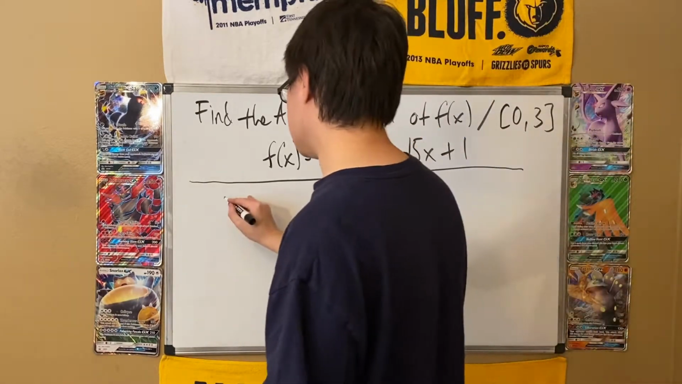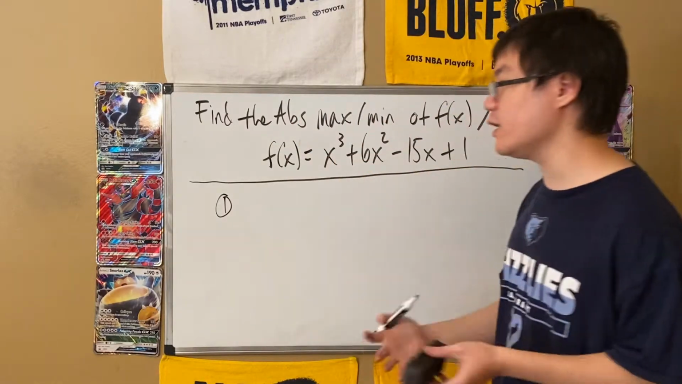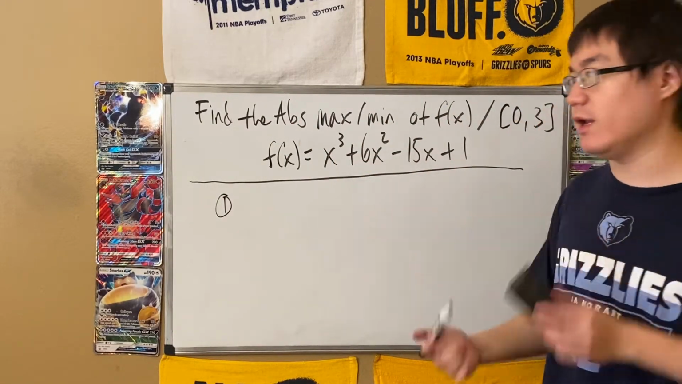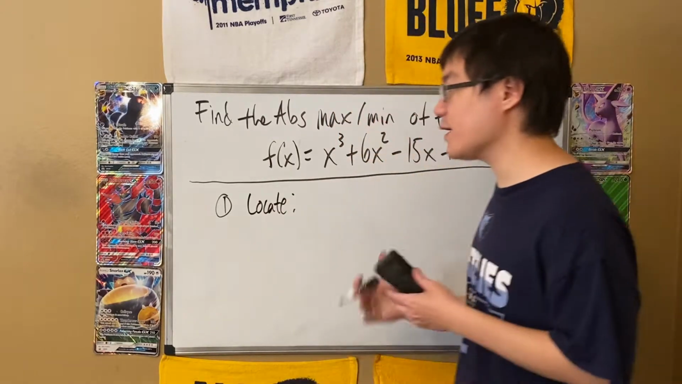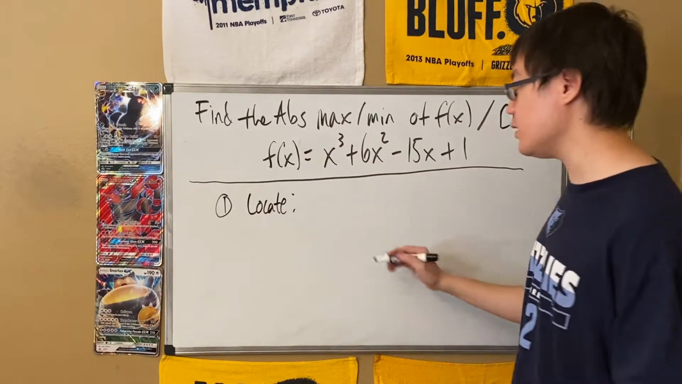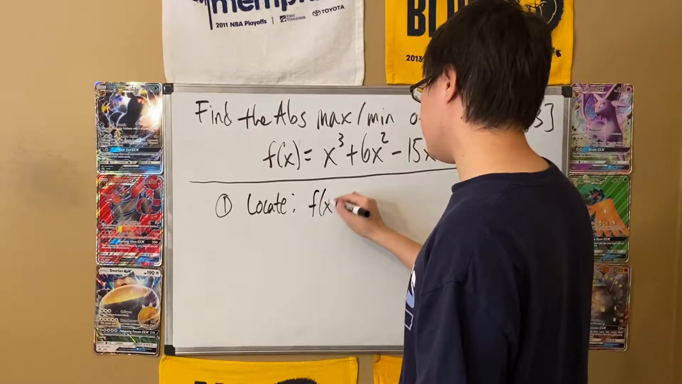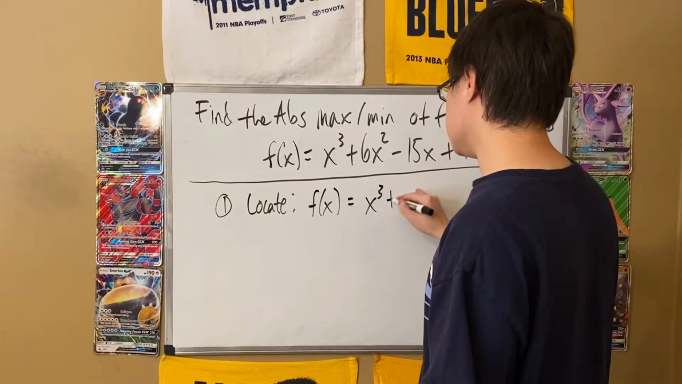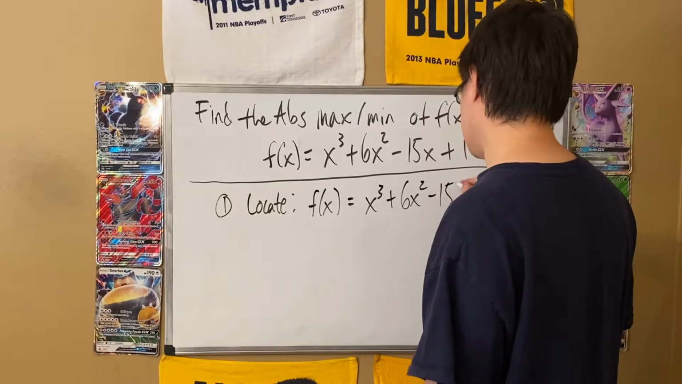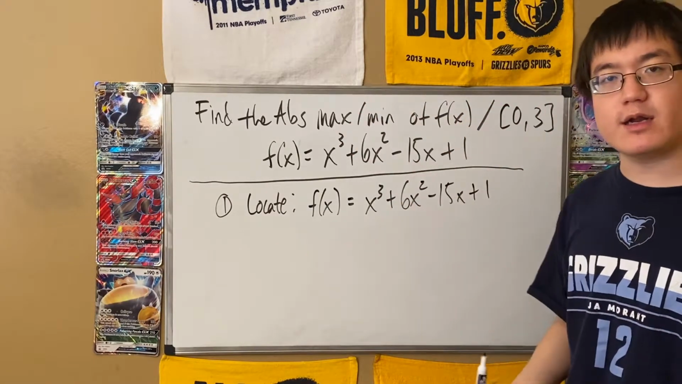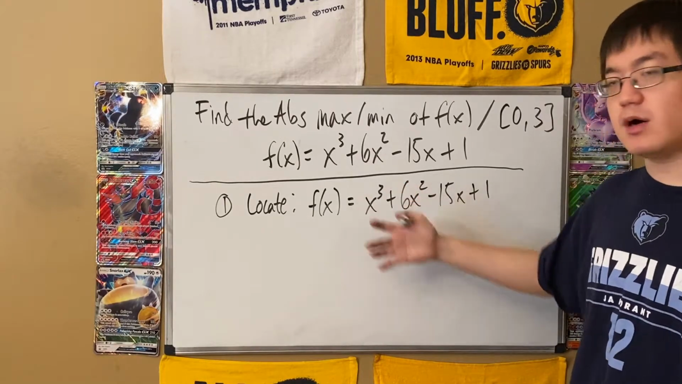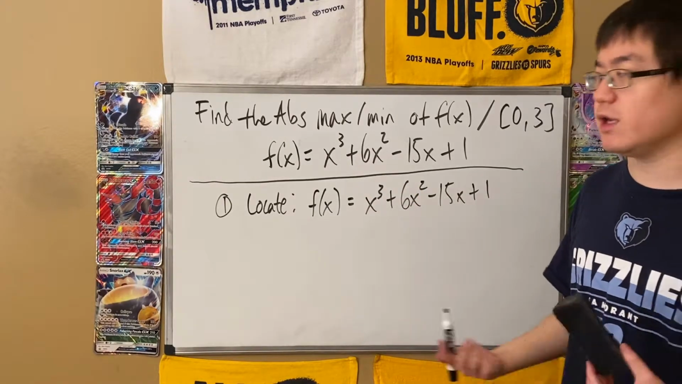The first step, which in this case is trivial because the locate is the given, I still like to write it down. So I'm going to write locate. We're trying to take the max or min of f of x right here. So I'm going to write f of x. So it's going to be f of x equals x cubed plus 6x squared minus 15x plus 1. Again, sometimes it does match the given, but I still like to write it every single time, just so that when I plug in numbers, I can maybe plug in numbers more easily.